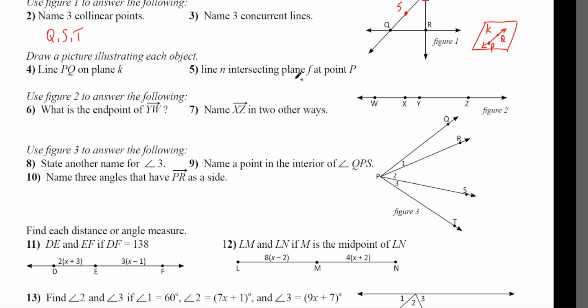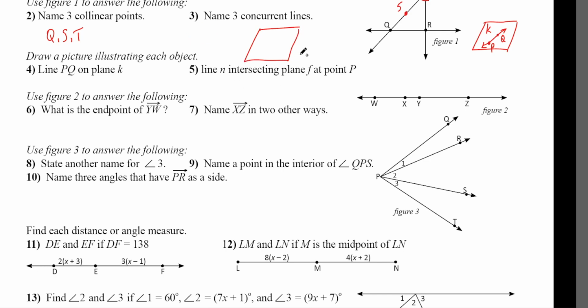Line N intersecting plane F, so we're going to draw another plane. I'll try to fit it in up here. Notice the plane kind of looks slanted, doesn't it? Even though I slant it every single time, some people will draw the plane like this. I guess technically you could, but draw it the way that I asked you to draw it. So slant it a little bit.